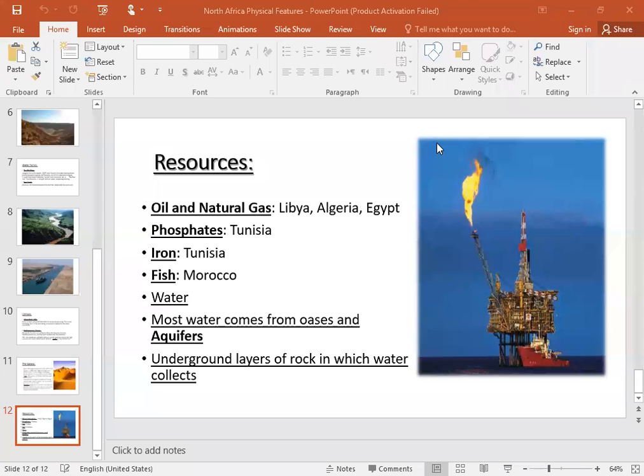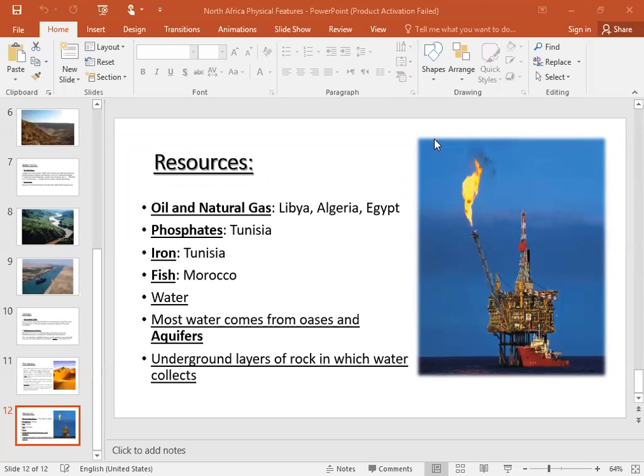Oh, no problem. We have different types of resources. As any country, we have the oil, the natural gas, the phosphate, the iron, the fish, and also the water. Let's start with the first one, which is the oil and the natural gas. Oil and natural gas actually come from Libya, Algeria, and Egypt.